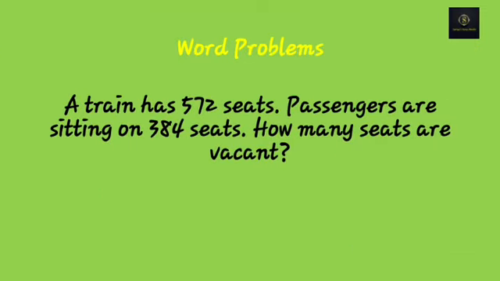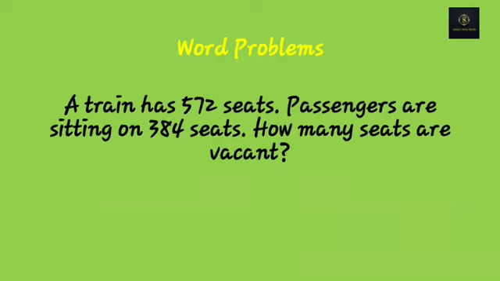Now let's read our next word problem. A train has 572 seats. Passengers are sitting on 384 seats. How many seats are vacant? Children, what is asked in this word problem? How many seats are vacant?